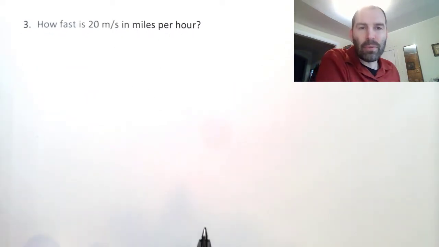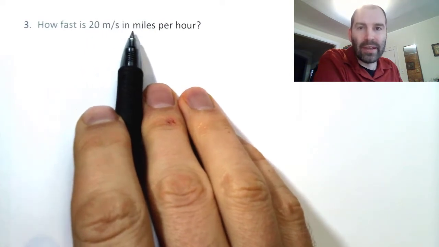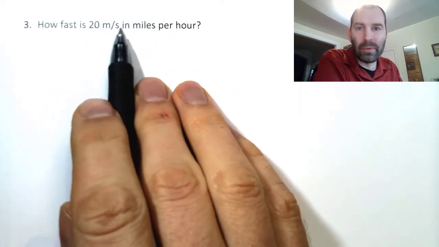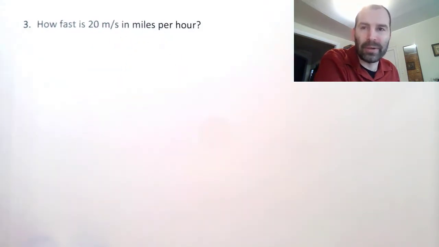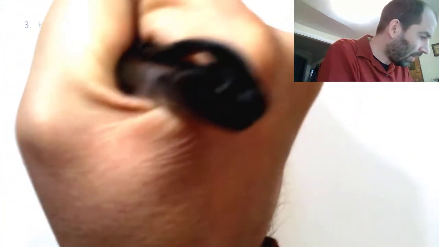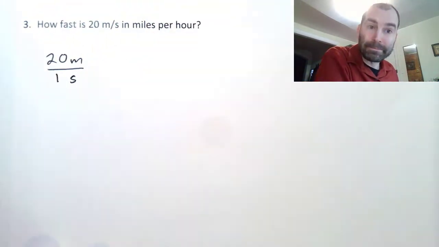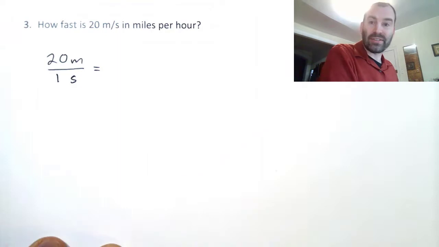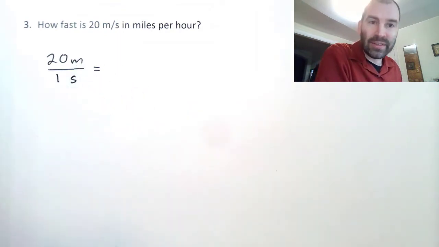All right, in this problem we're asked, how fast is 20 meters per second in miles per hour? So we're measuring it first in meters per second. We want to convert it to miles per hour. Well, I'm going to write down 20 meters divided by 1 second. Okay, now I want to convert this so that we have miles in the numerator and hours in the denominator.